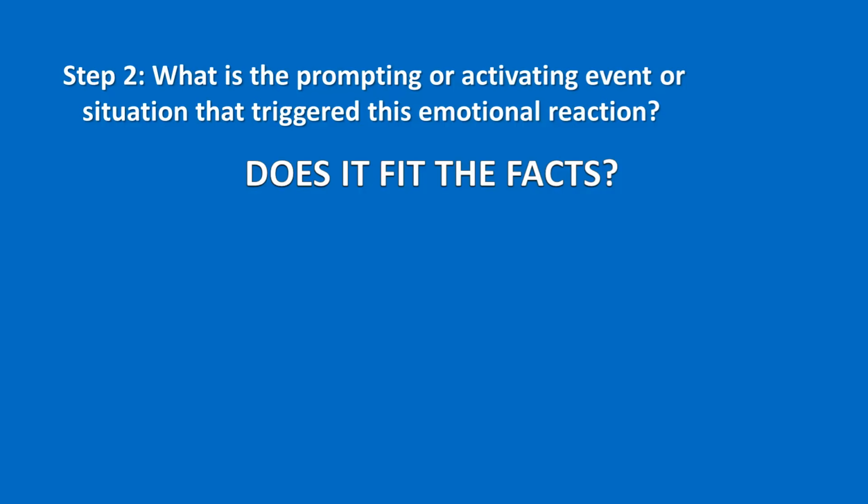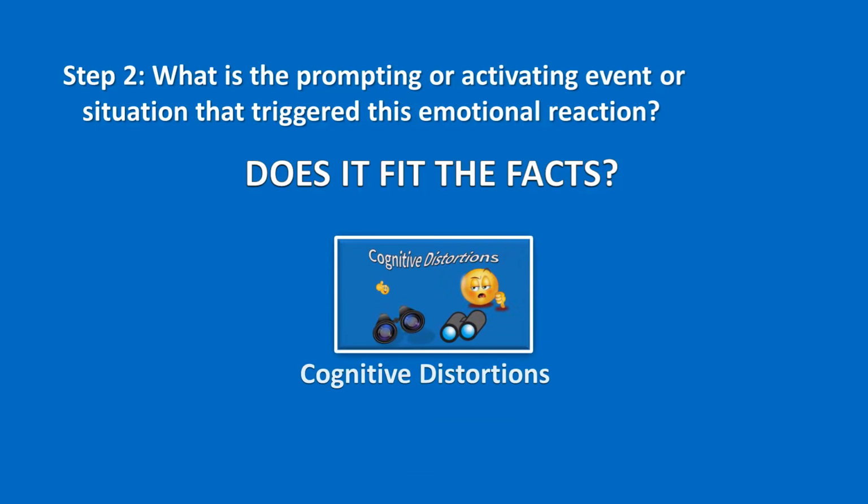And one thing that often creeps up in these descriptions are what we call cognitive distortions, which are exaggerated and negatively biased thoughts that lead us to perceive reality inaccurately. So in other words, they don't fit the facts. So be on the lookout for cognitive distortions and make sure to remove them when rewriting your description.